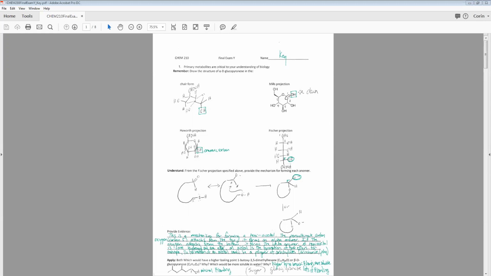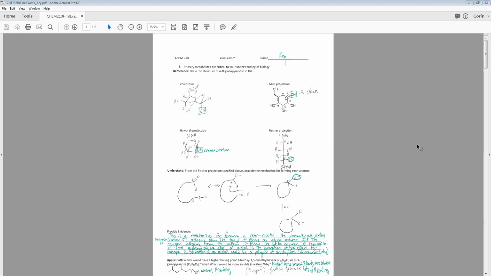Remember, dashes in your Mills projection are down, whereas wedges are up. It's important to note that you can draw multiple chair forms. All you need to do is draw one. In this case, remember, your alpha means down. Right? In this case, it's axial and down for the chair form. And again, you can label that as the anomeric carbon.